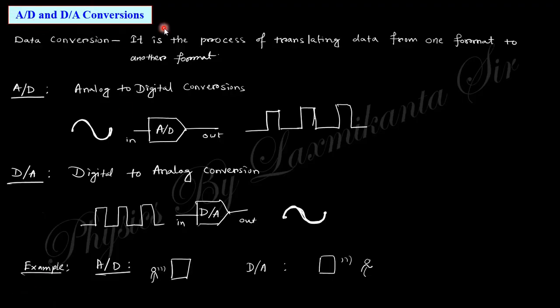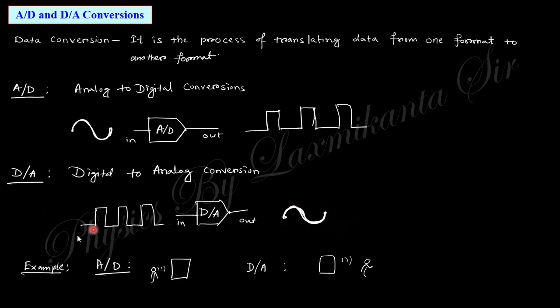Analog to digital and digital to analog conversion. Actually, data conversion is the process of transferring data from one format to another format. This format can be analog to digital or digital to analog. When you see an analog circuit, that is a continuous value, and an analog to digital converter converts analog to digital format. Analog is the continuous format and digital is the discrete state format. And the reverse, digital to analog conversion, converts the digital signal into the analog signal.